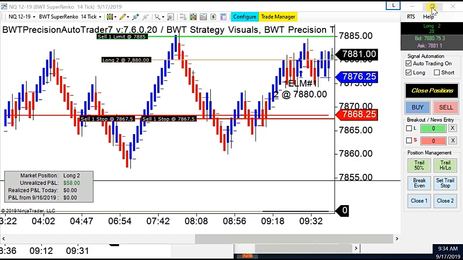The first target is right at the swing high, which is a good location for a first target, because maybe once it hits it, there's going to be some reaction lower.